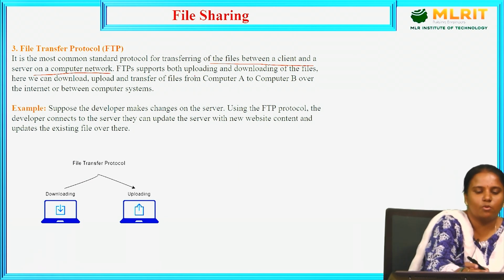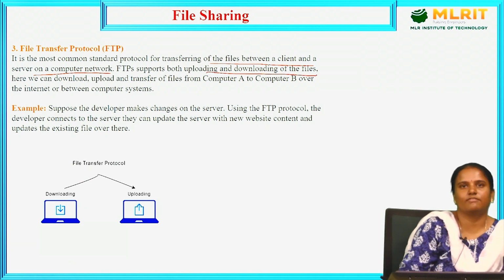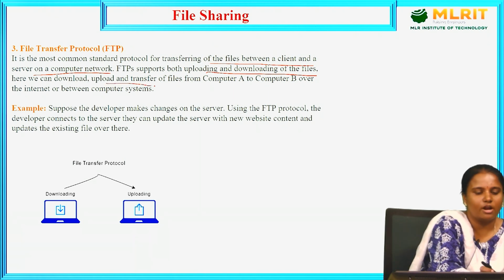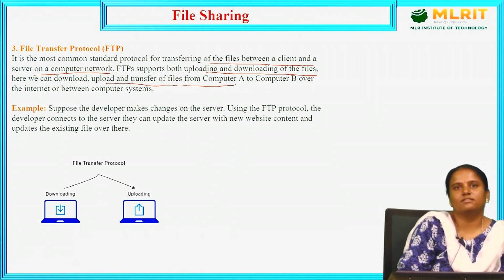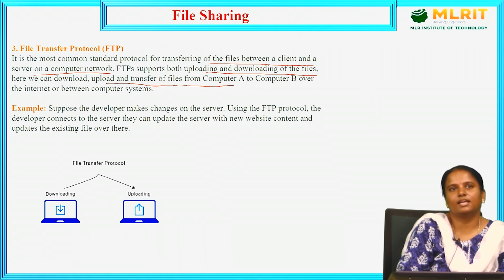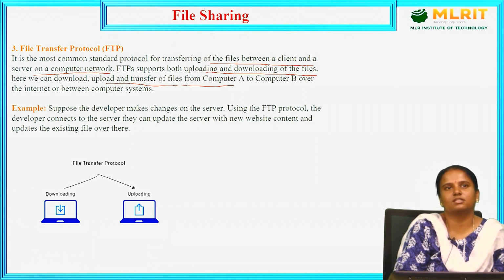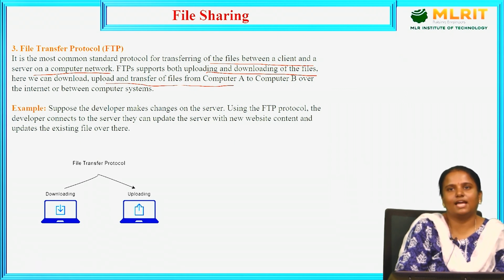FTP supports both uploading and downloading of all the files. So it supports all the files which we need to upload and download. It is used for the permission for uploading and it is used for downloading also, to upload or download and transfer the files from one computer to another computer over the network between computer systems. So without a network we cannot transfer these files, because it is using file transfer protocol. Based on the internet only, the files can be shared from one system to another system.